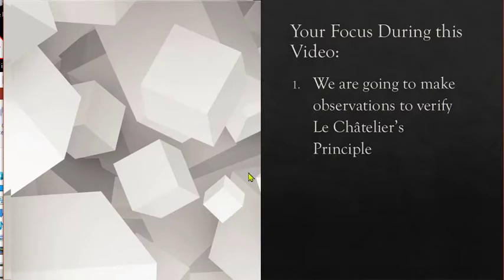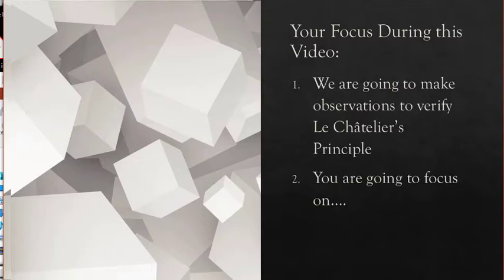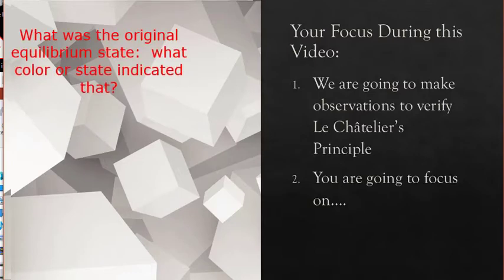Nothing different here. So make sure that you remember what's happening whenever a system is disturbed. The system shifts in a direction which will minimize that disturbance. So we're going to see if this is true. What we're going to focus on in this lab again is we're going to set up reactions so they get to an original equilibrium state. And then there's colors that indicate if you're there or not.